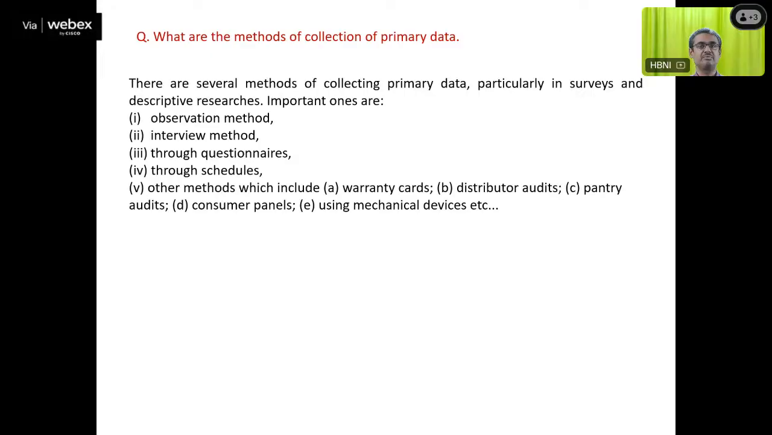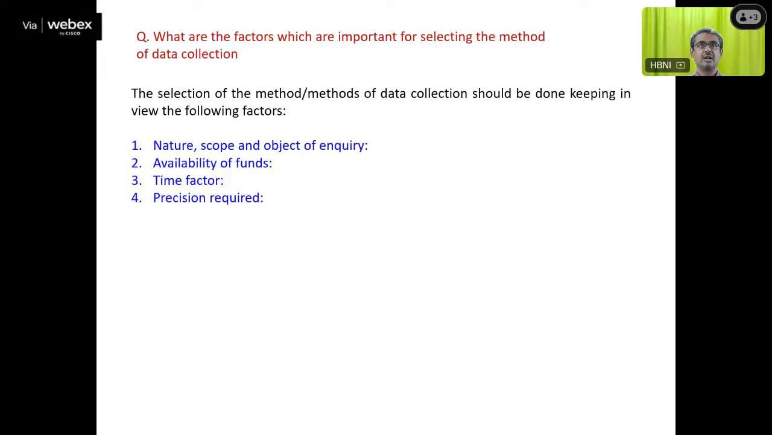We studied the collection of primary and secondary, all types of data in detail in the classes. What are the factors on which you will select the method of data collection? The selection of methods of data collection should be done keeping in mind the following factors. What are those? Nature, scope and object of inquiry, availability of funds, time factor, and precision required.